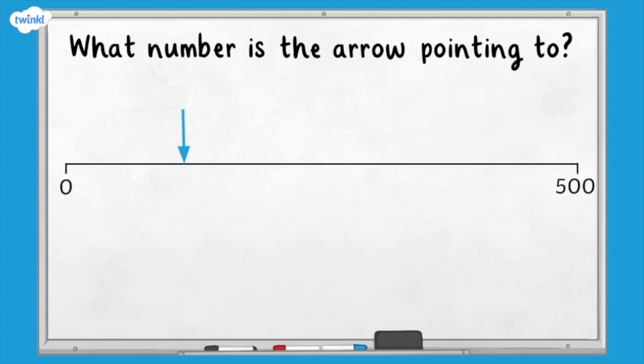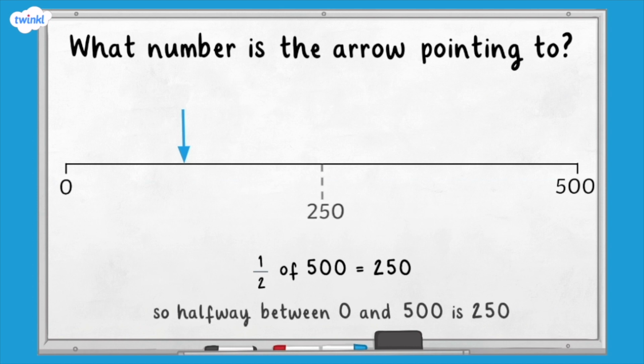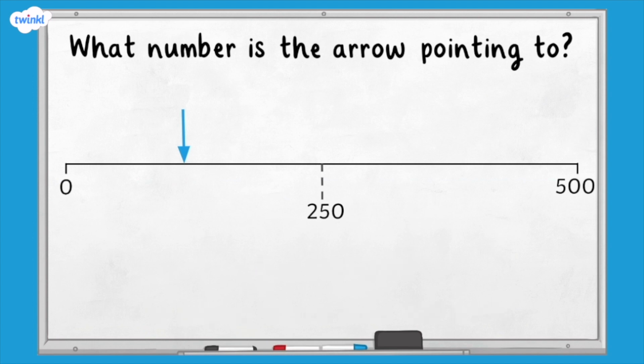On this number line we have 0 and 500 marked. Half of 500 is 250, so halfway between 0 and 500 is 250, and we can mark the approximate position on our number line. Now we can see that the number marked by the arrow is between 0 and 250.